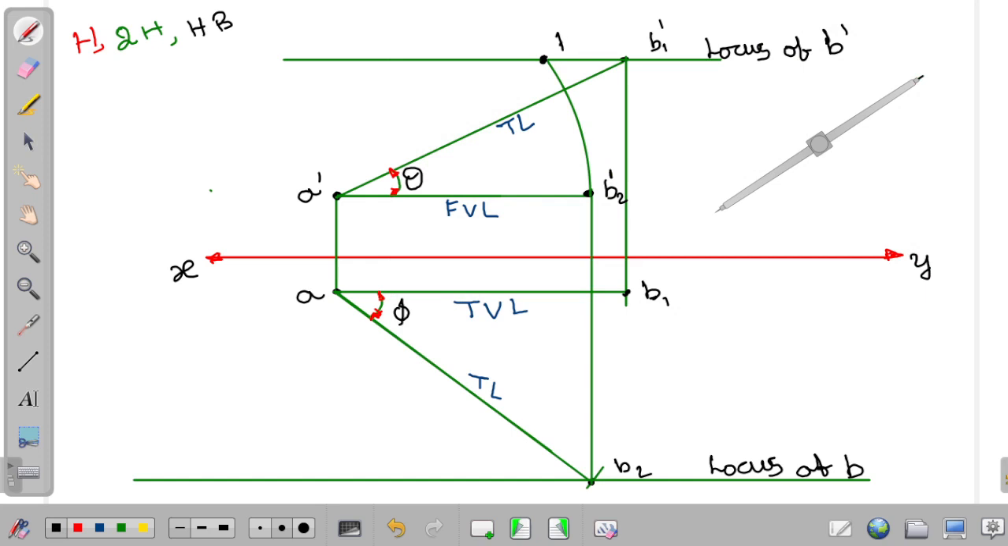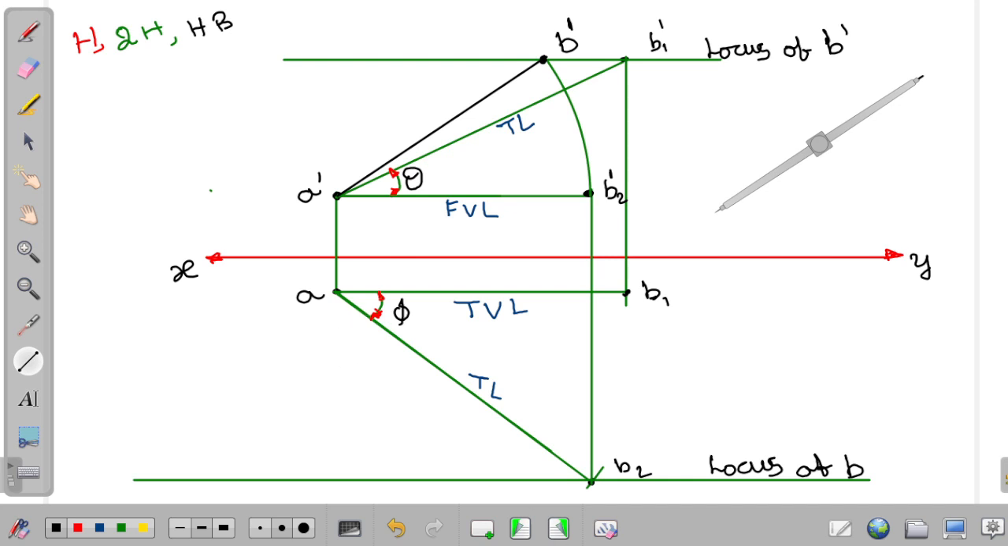This is my final front view. A dash B dash is your final front view.